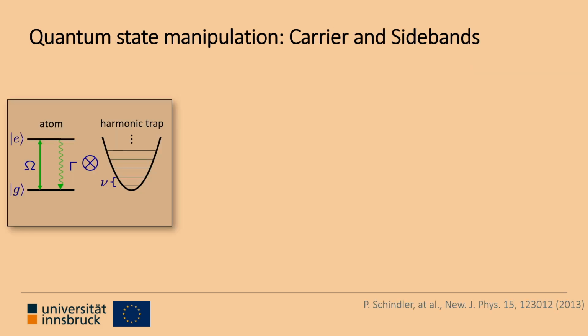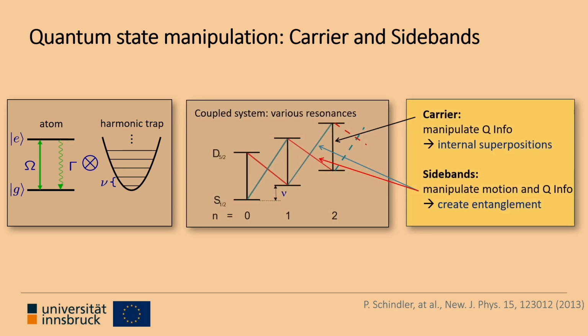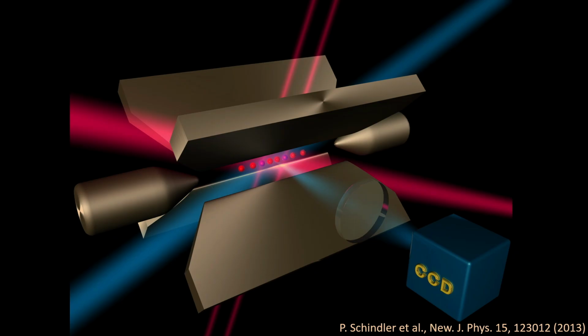So the way this looks, you have an atom, you have a harmonic oscillator. We all know this. You get a coupled system with all kinds of transitions in there. In particular, you have your carrier transitions, which just change the internal state of the ion, and you have the sidebands, which couple the spin to the motion and can be used to create entanglement. That's how it looks in the end.